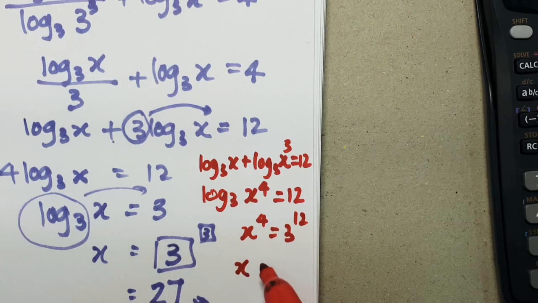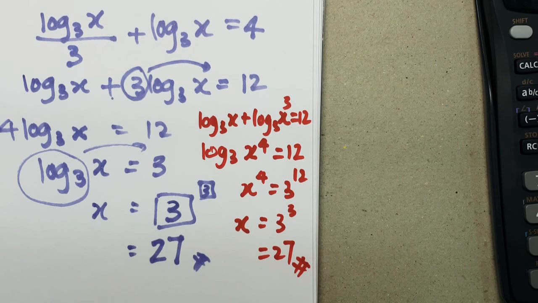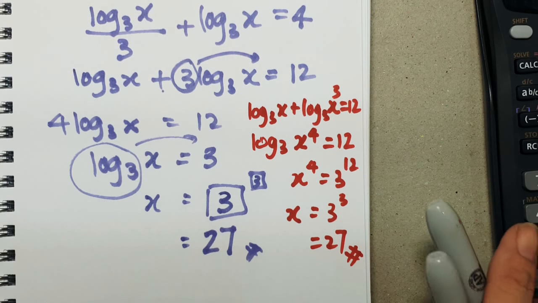Then to find x, we raise it to the power of 1 over 4. So 12 divided by 4 will be 3. So we get 27 also. We get back the same answer. But the addition method will be much simpler and straightforward.